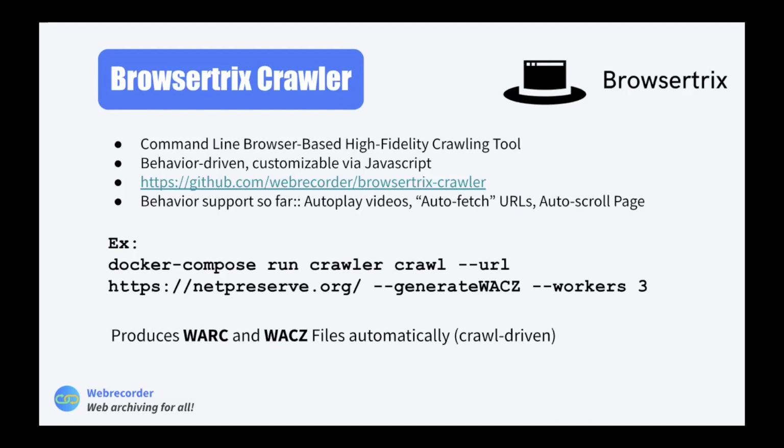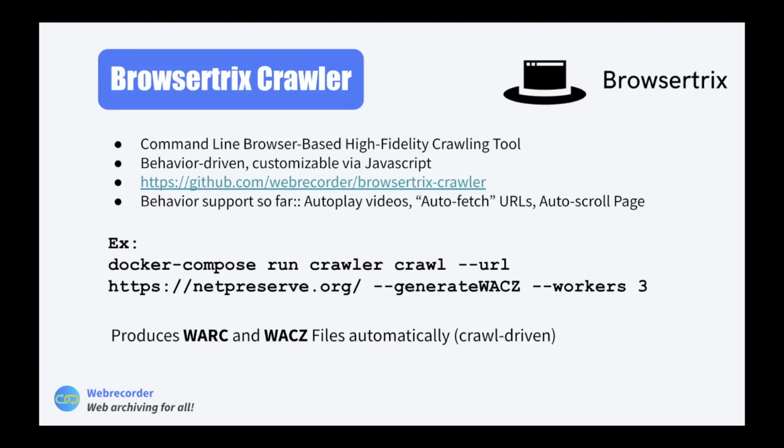This example here is a very simple way that you might run it. Just like this, it'll run 3 workers on this one site, and it'll generate a WACZ file, and that will basically just start a crawl.